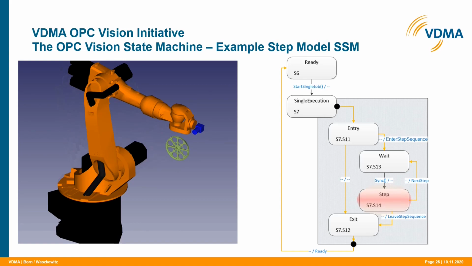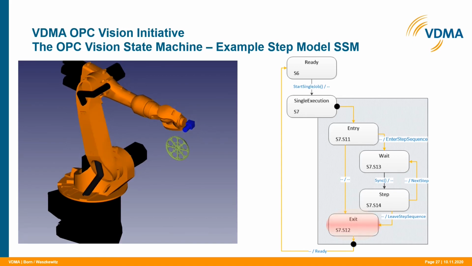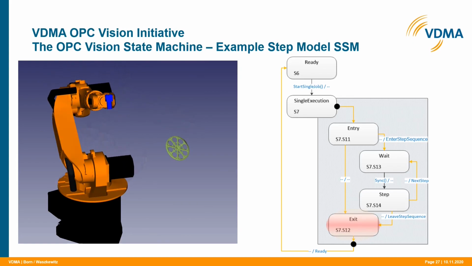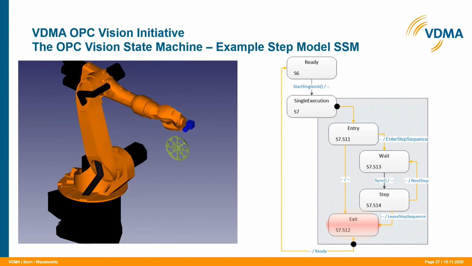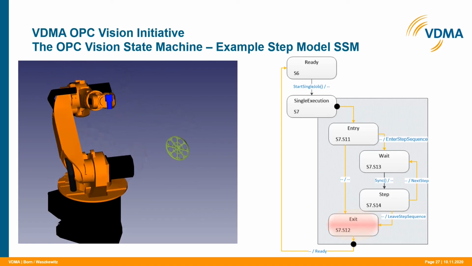The vision system knows, application specific, that the complete single job is now done. Therefore, the OPC UA server transitions into the exit state of the step model and fires a leave step sequence event. The control system catches this event and returns the robot to its initial position. Meanwhile, since this is a self-terminating job, the vision system has finished the job and the OPC UA server returns to the ready state, firing a corresponding event which is caught by the control system so that the entire cycle can start anew with the next part.